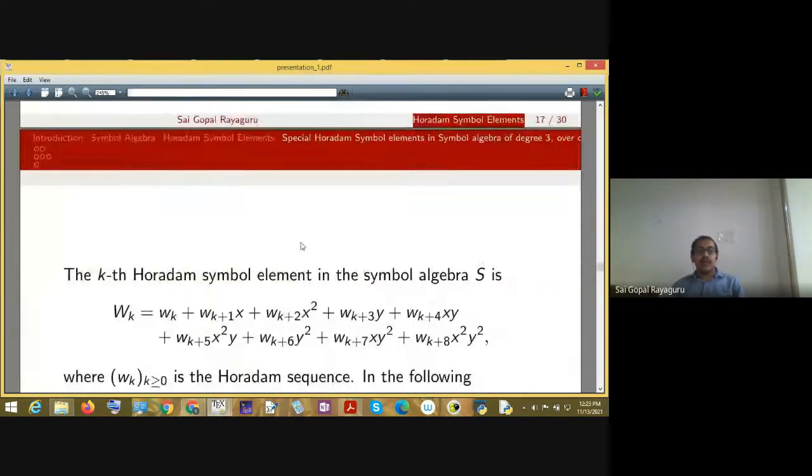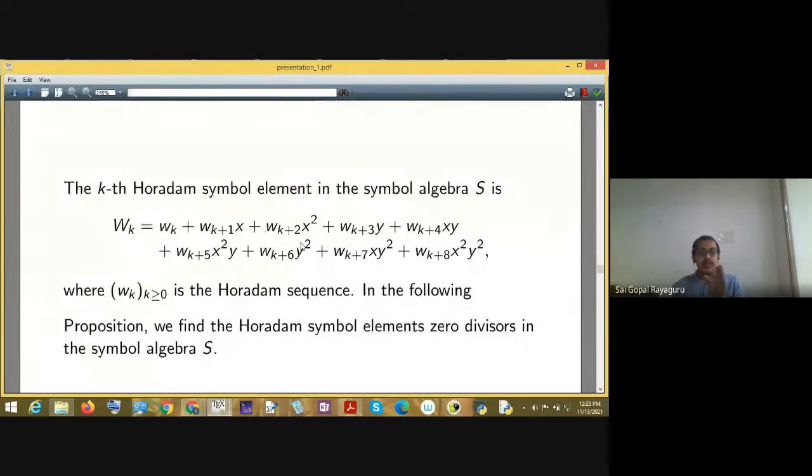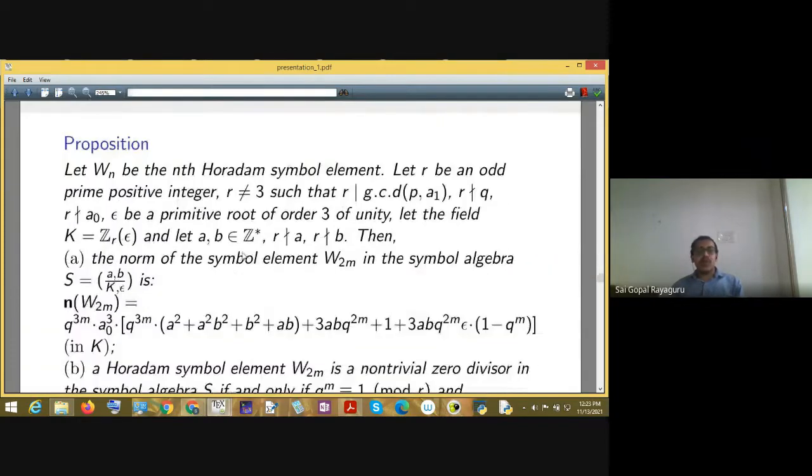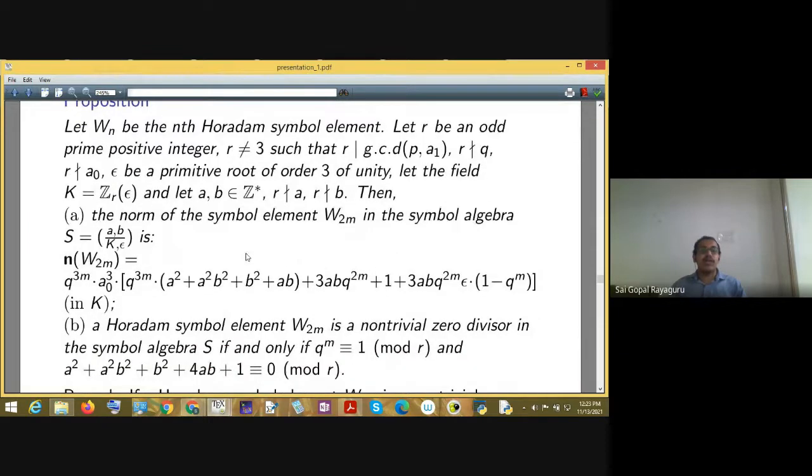So again I will say that the computation is completely based upon the basis we are considering. If we consider capital Wk like this, small wk are Horadam numbers. So with the above properties, we can find the zero divisors and the norms. So this is a proposition. Let Wn denote the nth Horadam symbol element, and let r be an odd prime positive integer which is not equal to 3, and r divides the GCD of p and a1. Further, r does not divide q. Q is the second coefficient in the recurrence.